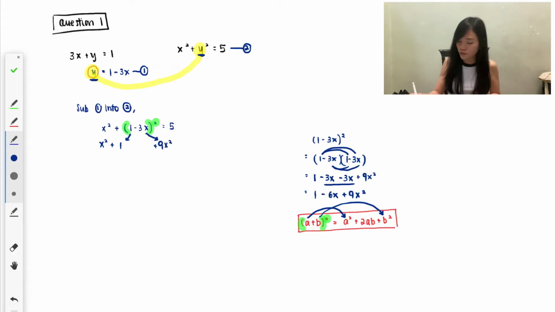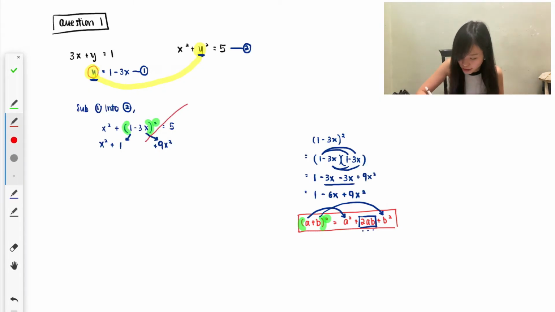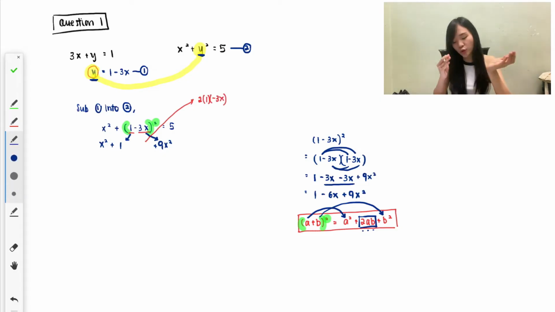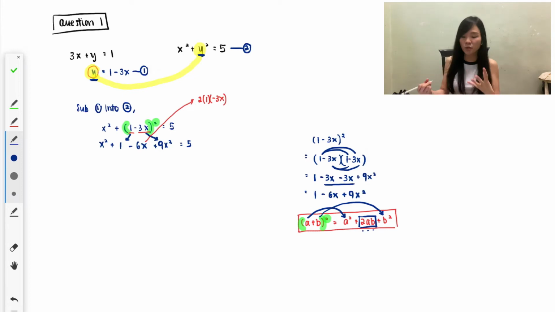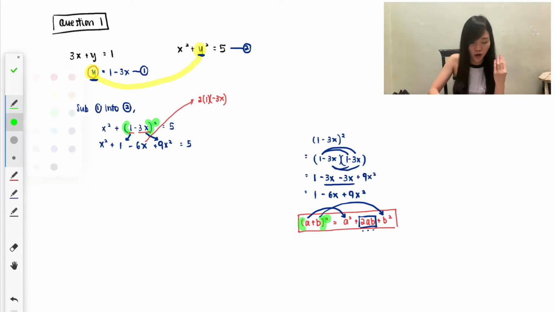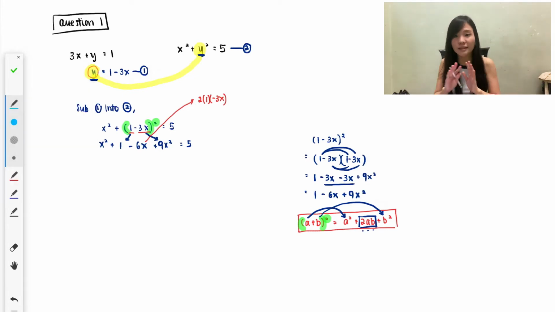So that, don't forget the middle part. How do they get the middle one? Do you realize the middle one is 2 times A times B? Let me show you the working at the red color part here. That means I use 2 times the first thing in the bracket and then times the second thing in the bracket. So 2 times 1 is 2. 2 times negative 3x is negative 6x. Then it equals to 5? Maybe you are thinking, teacher, I don't understand what you say. Try to watch it back a few times, definitely you will understand.